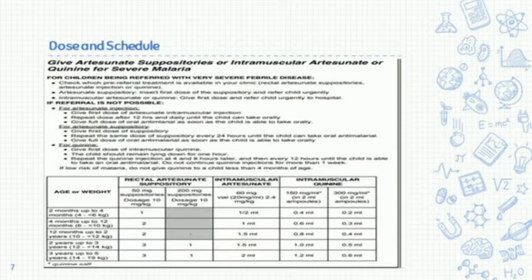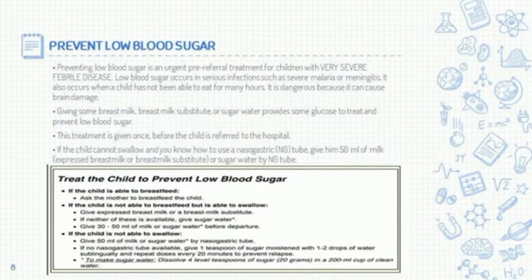is another drug present called artesunate. The dose and schedule of this drug is also given in the table. Here in the country, both of these drugs are used for severe malaria. Last is to prevent low blood sugar. Preventing low blood sugar is an urgent pre-referral treatment for children with very severe febrile disease.